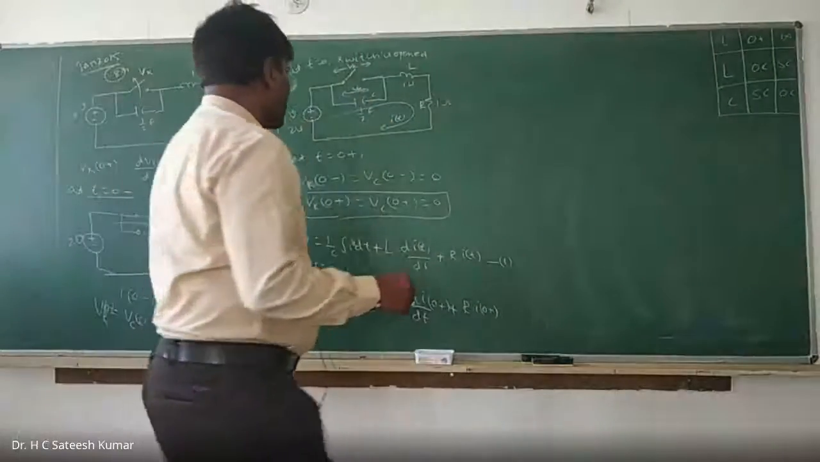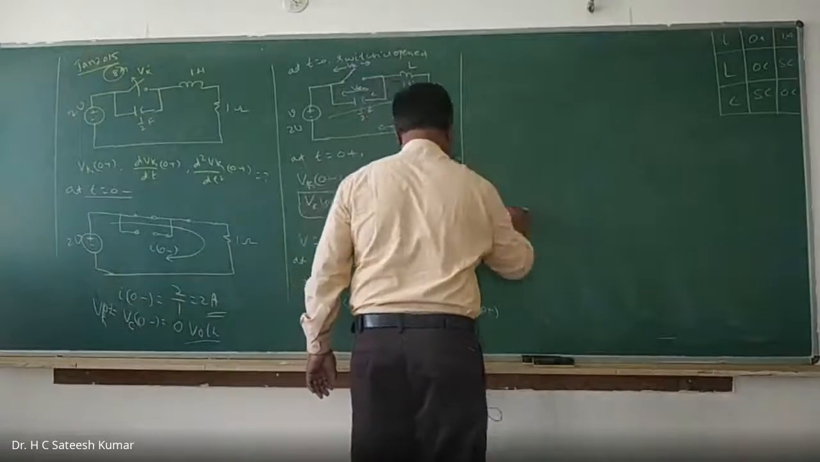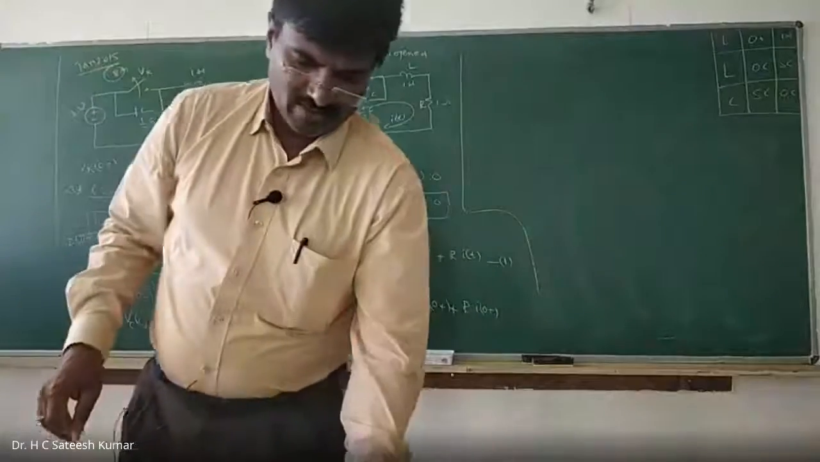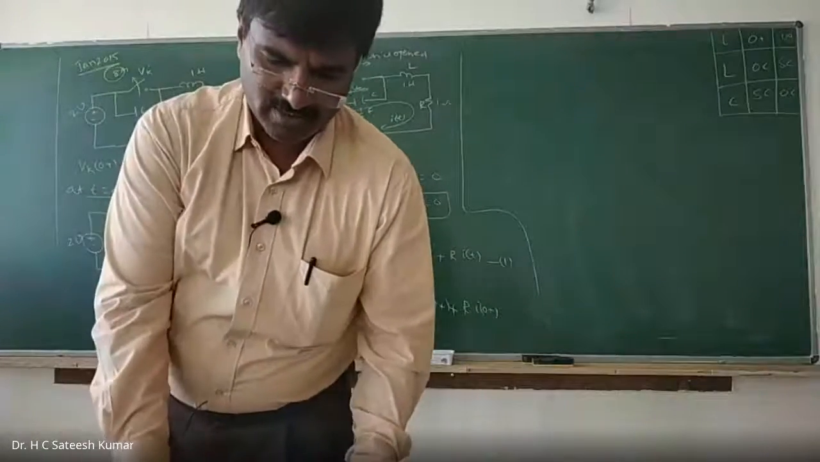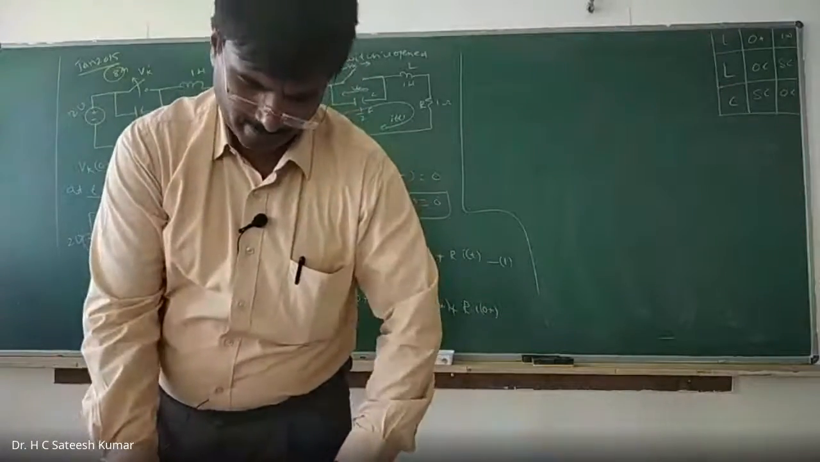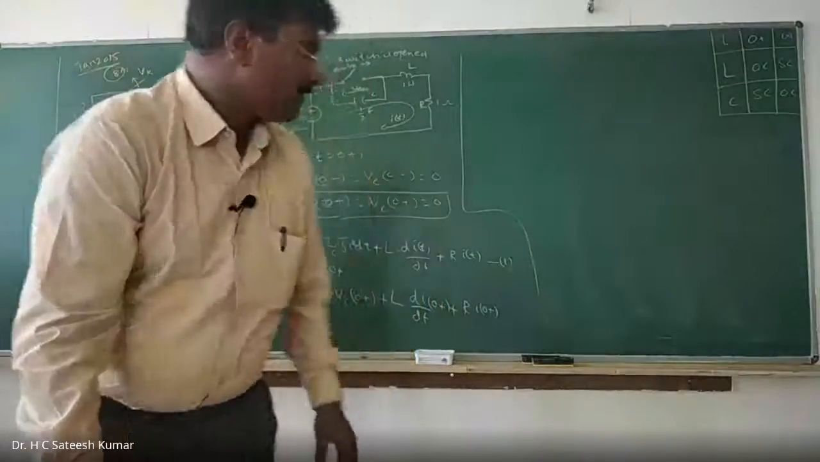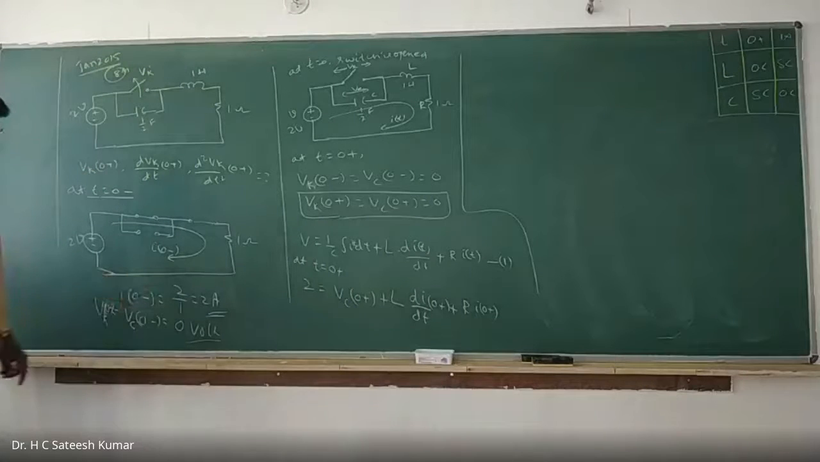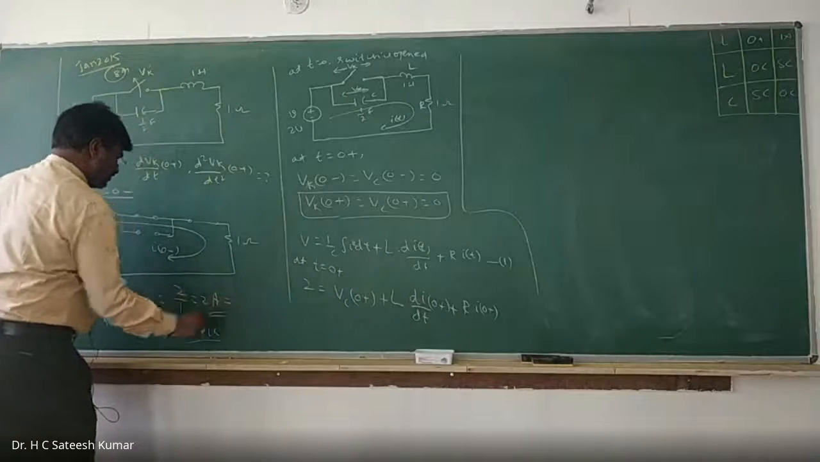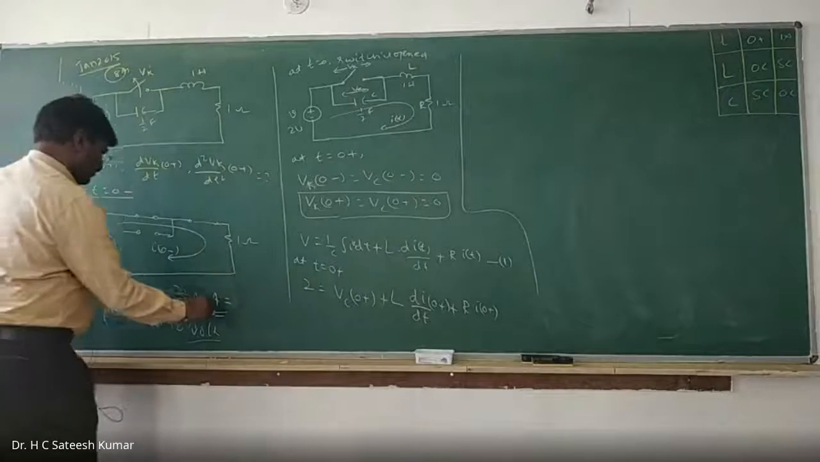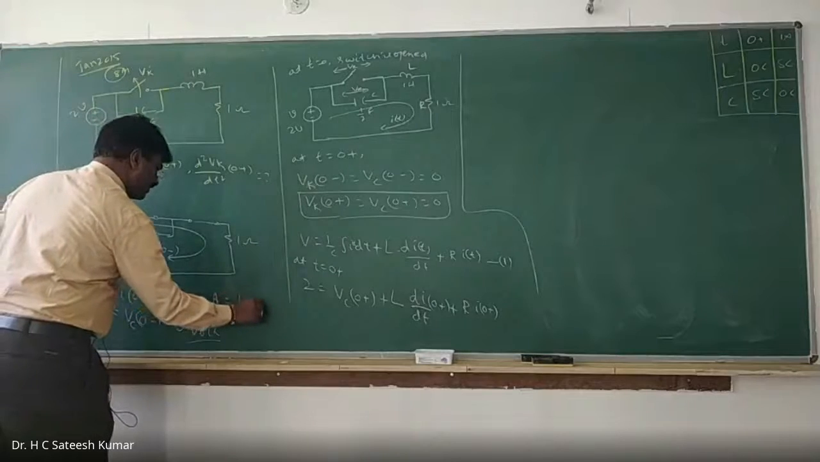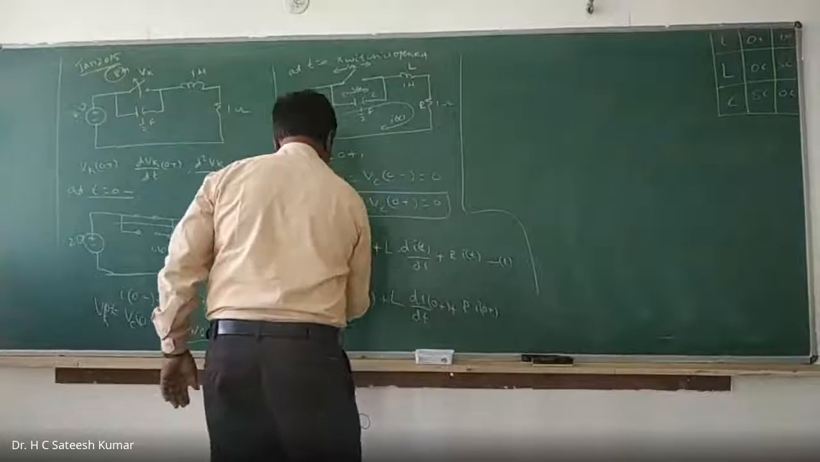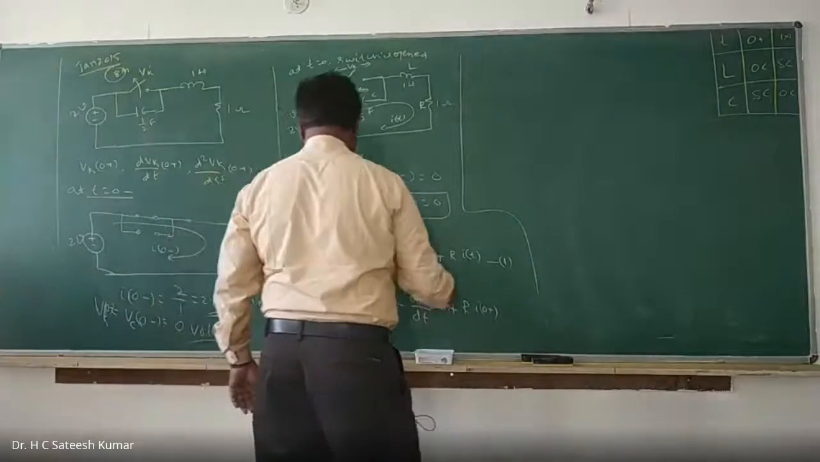Therefore, what is that? This can be written as I0 minus is equal to I0 plus, because the capacitor is unable to respond very fast. So therefore, you can write it I0 plus. We got it here. So from this equation, what is that we get? Vc0 plus is 0.